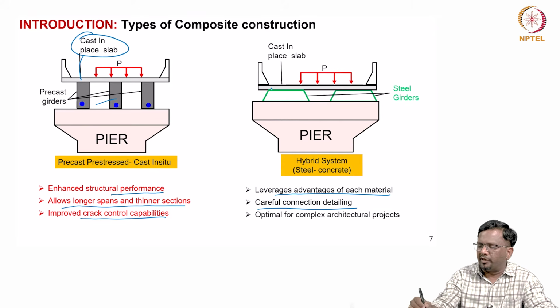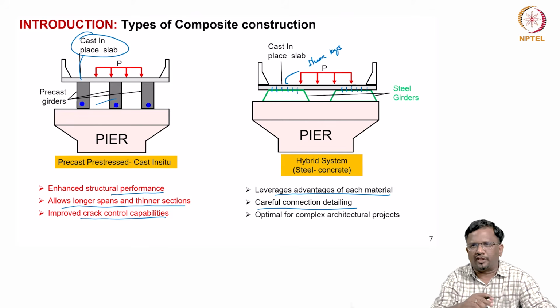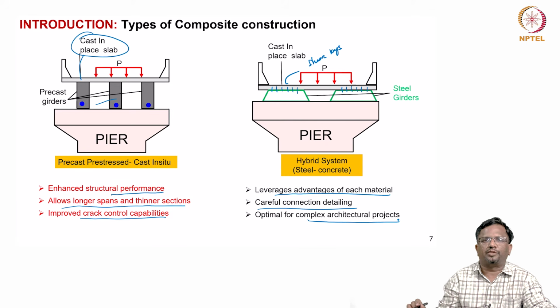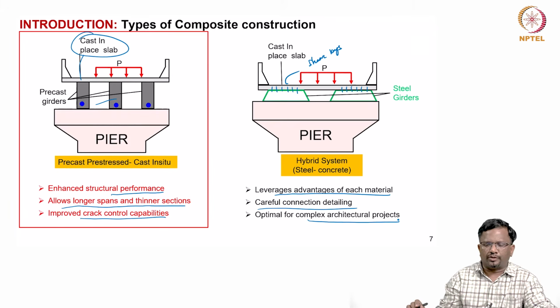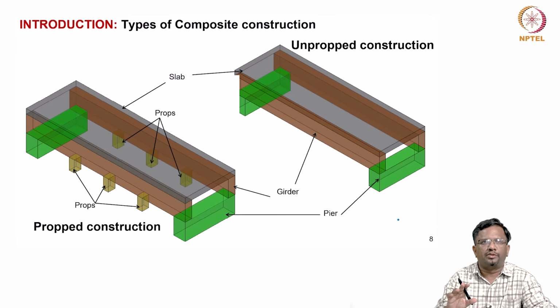For example, here in the steel girder and the cast in place, we need to have good shear keys. Usually shear keys are provided to create that composite action, and this is optimal for complex architectural projects. So, in this chapter, we are going to focus on composite construction using concrete and concrete combinations, right.